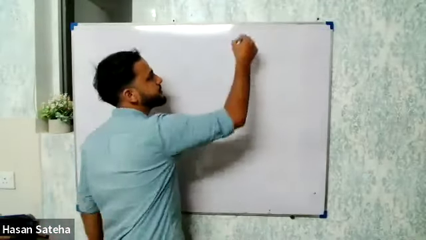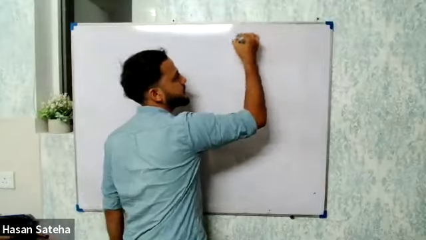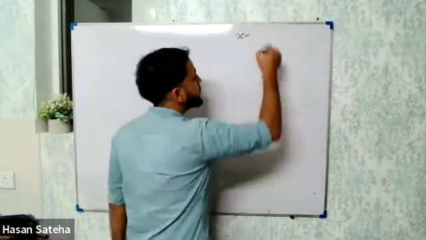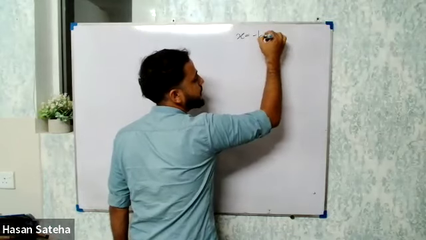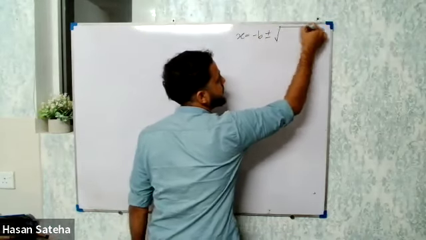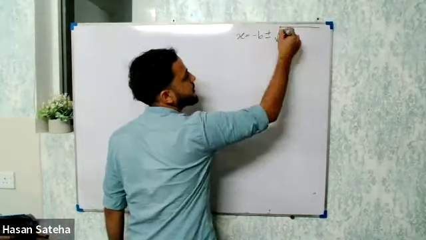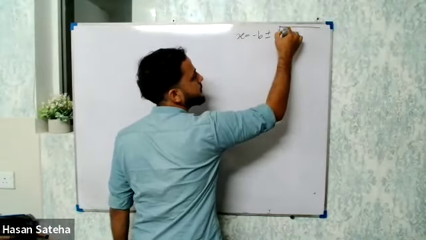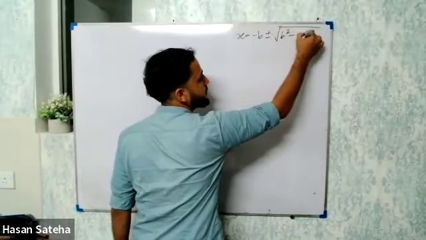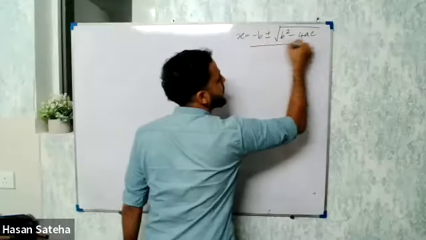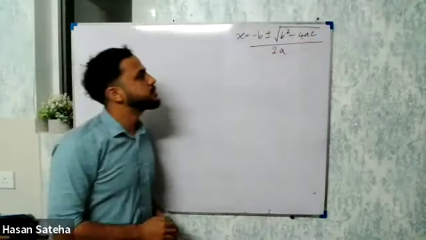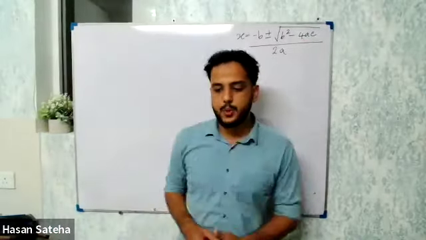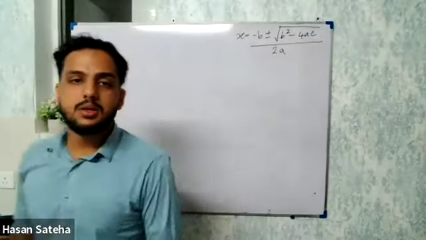X is equal to, yes, minus b plus or minus square root of b squared minus 4ac, divided by 2. Very good. X is equal to minus b plus or minus square root b squared minus 4ac divided by 2a, right?